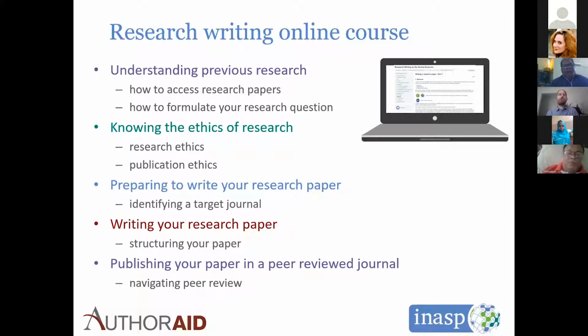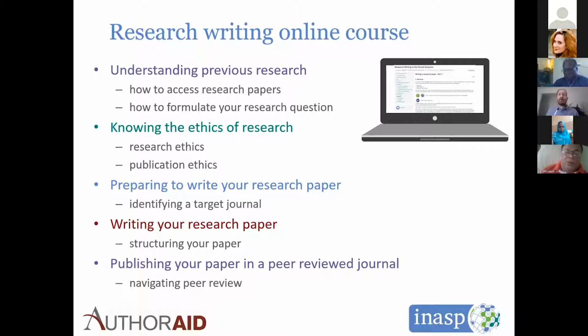And then we move on to the ethics of research, and there are two components to this. One of them is research ethics itself, such as informed consent and ethics committees, the actual ethics of doing the research, and then the ethics of publishing your research. And that's when we start talking about things like authorship and plagiarism. And these are always really important topics to understand before you actually write your research paper.